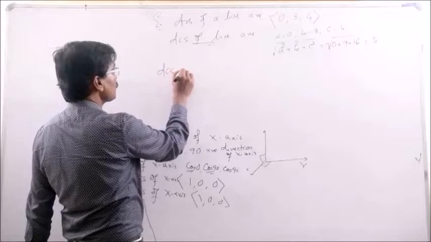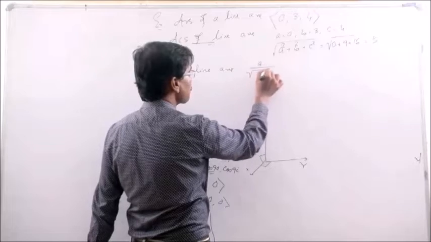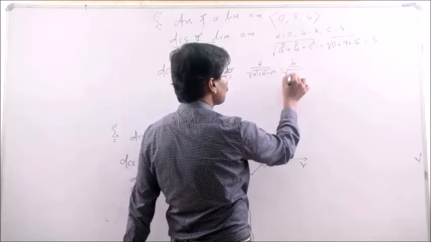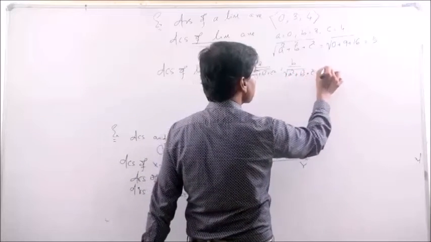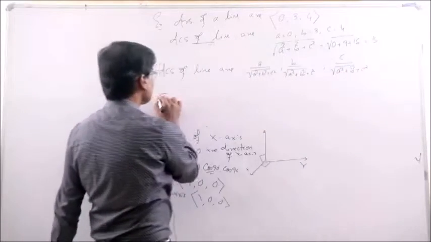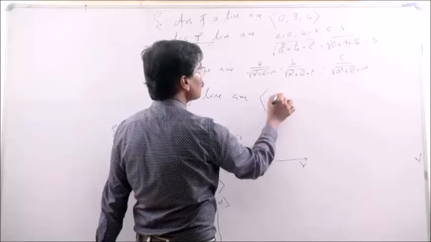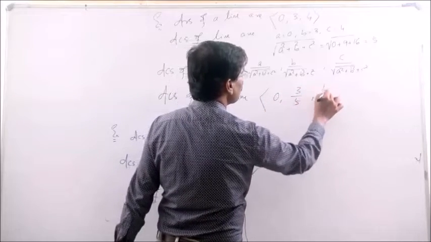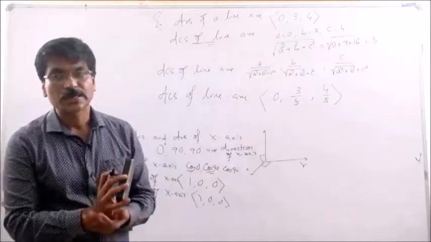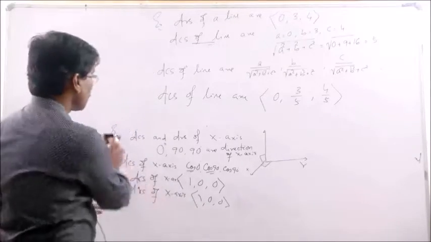So, direction cosines of the line are A by root over A square plus B square plus C square, B by root over A square plus B square plus C square, C by root over A square plus B square plus C square. That is, the direction cosines of the line are 0, 3 by 5, 4 by 5. So, that is the conversion from direction ratios to direction cosines. So, this is called direction cosines and direction ratios.